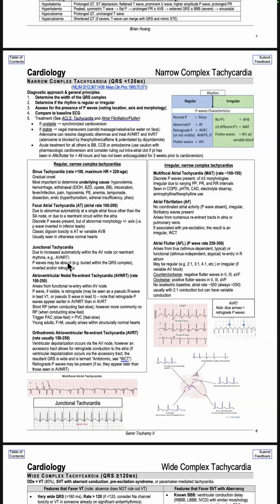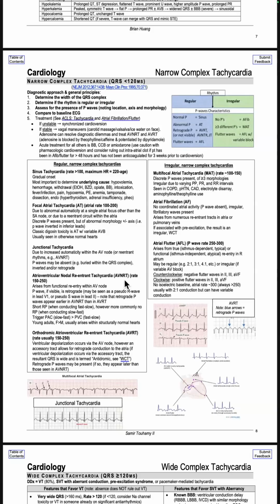It can also be inverted or retrograde. And so this is very similar to AV-NRT and AVRT. So AV-NRT is atrioventricular nodal reentrant tachycardia. So this will have a rate of 150 to 250.